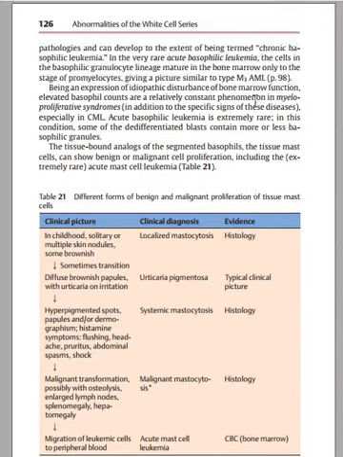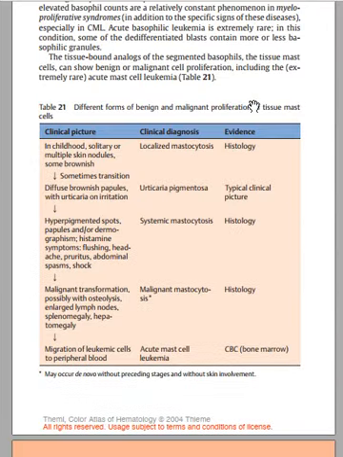Now from here you have finished with the major diseases involved with the granulocyte pathway. So you have clinical pictures of disease. You have localized mastocytosis, you have urticaria pigmentosa. You have systemic mastocytosis, malignant mastocytosis, and acute mast cell leukemia. All these are the different forms, benign and malignant, of tissue mast cell disease.